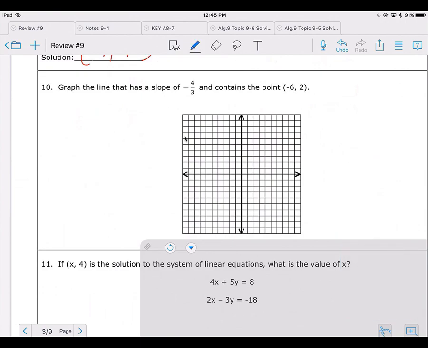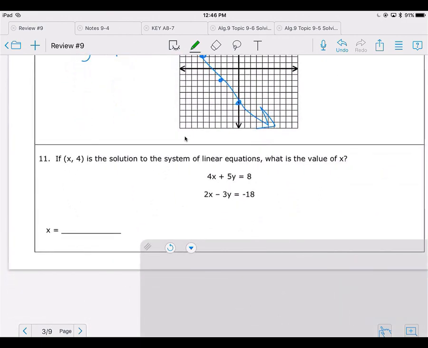Problem 10 asks us to graph a line that has a slope of -4/3 and goes through the point -6, 2. So I go left 6, up 2 for my starting point. My slope is -4/3, so I'm going to go down 4 and then right 3, down 4, right 3. They don't ask me to do anything except draw it, so I'm done with that problem.